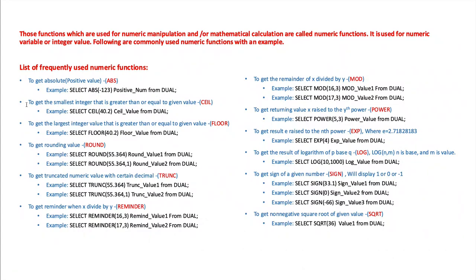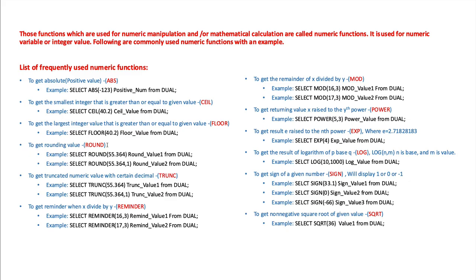this slide. The next numeric function is the ceiling function. To get the smallest integer that is greater than or equal to a given value, we use the ceiling function. Example is given here: select ceiling 40.2 ceiling value from dual. In this example, it will produce a result of 41. The next numeric function is floor. To get the largest integer value that is less than or equal to a given value, we use the floor function. Example: select floor 40.2 floor value from dual. Then from here we will get the result 40.